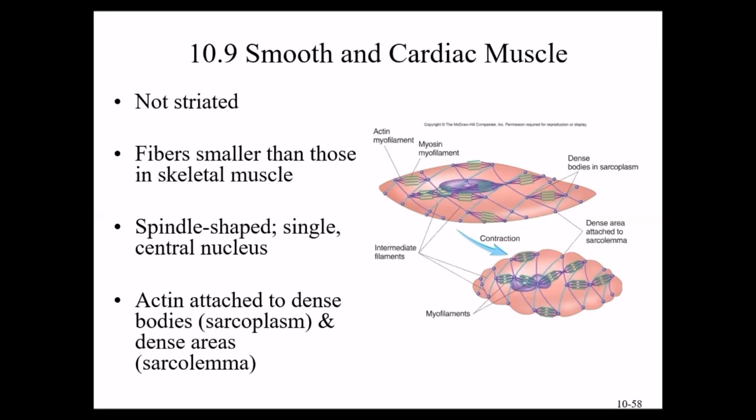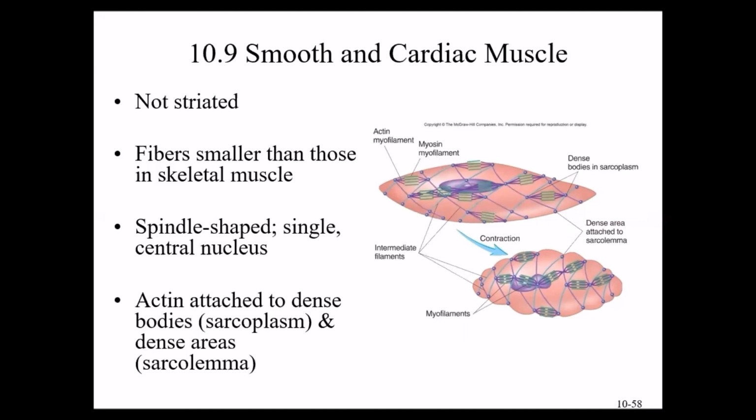The muscle fibers themselves are smaller. They're not long and cylindrical like skeletal muscles are. They're almost what they call spindle shaped. So they're kind of curved a little bit like this, rather than long and cylindrical. They generally have just a single, relatively centrally located nucleus. Remember, skeletal muscle fibers have many nuclei.